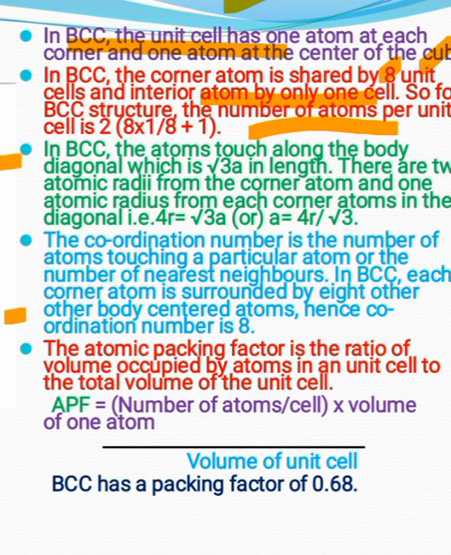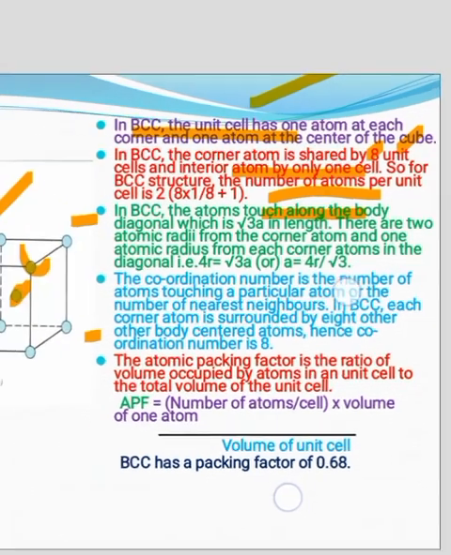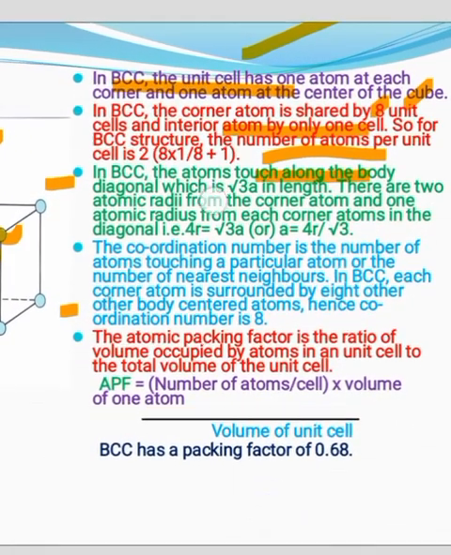In BCC, the atoms touch along the body diagonal, which is root 3 a in length. As you know, the diagonal length of a cube is root 3 a. There are 2 atomic radii from the corner atoms and 1 atomic radius from the center atom. The diagonal is 4r, which is equal to root 3 a, so a equals 4r divided by root 3.